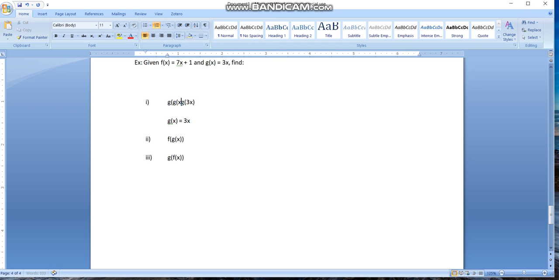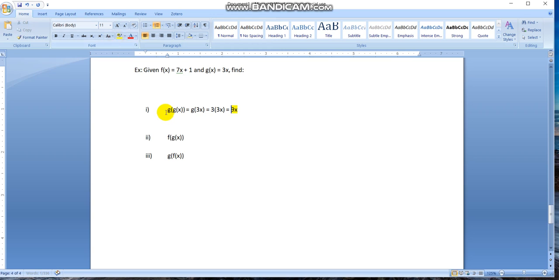So I'm just going to rewrite this g of x. Next, everywhere we see an x, we're plugging in 3x. So everywhere we see an x here, we're going to substitute 3x. So 3x gets substituted for x. So 3 times 3x is 9x. What we're left with is g of x equals 9x.